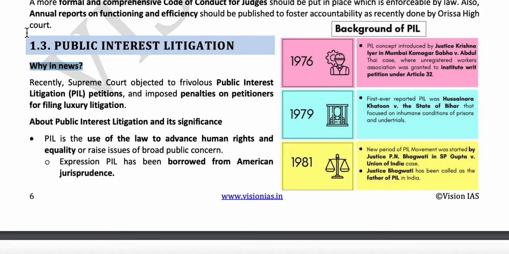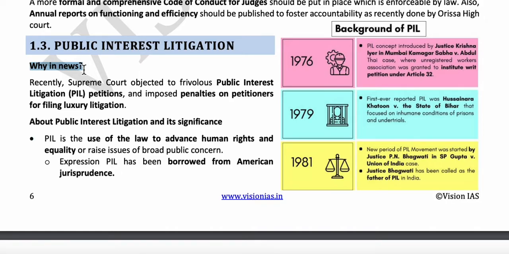1.3 Public Interest Litigation. Before starting this topic, let's know about public interest litigation. It is a process of taking legal action on any matter related to public interest. For example, if you see a 10-year-old child working in a brick kiln, you can file a PIL in court. Or if you see some people destroying hundreds of trees for their industrial company, you can file a PIL against them as it is an environmental issue.